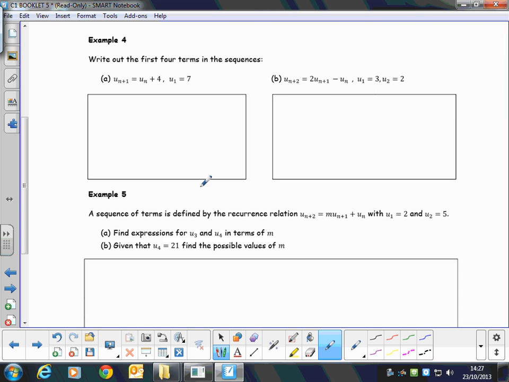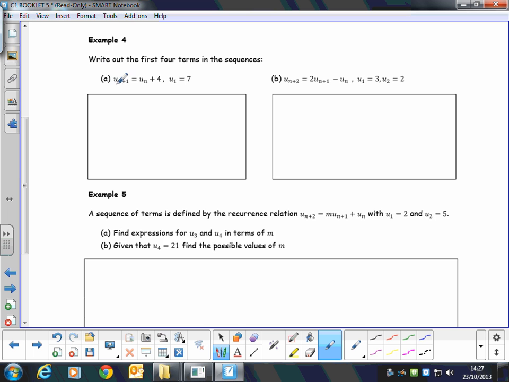C1 sequences example 4. In this example, we need to write out the first four terms in the following sequences. If we look at both of the sequences, we can see that they are both recurrence relations. So if you look at this one, we can see that it's using the term before it. And if we look at part B, it's using the term before it, and it's also using the term before that. So that's why it's called recurrence relations.